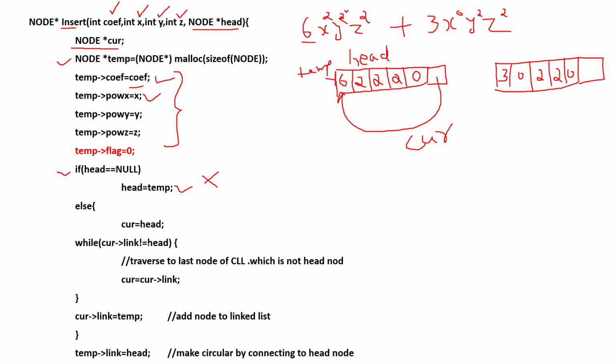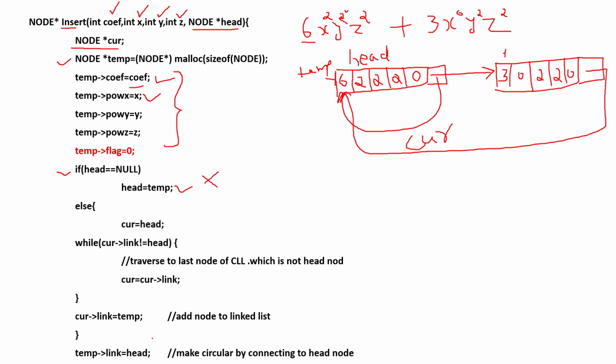Is current of link head? Yes, current of link is head. That means no other node is there to visit. This is the only one node, or we have reached the end of the linked list. Current of link not equal to head is false, so it is head. So what to do? Current of link is now connected to the temp node. This is the newly created node, temp. The last step: temp of link equal to head.